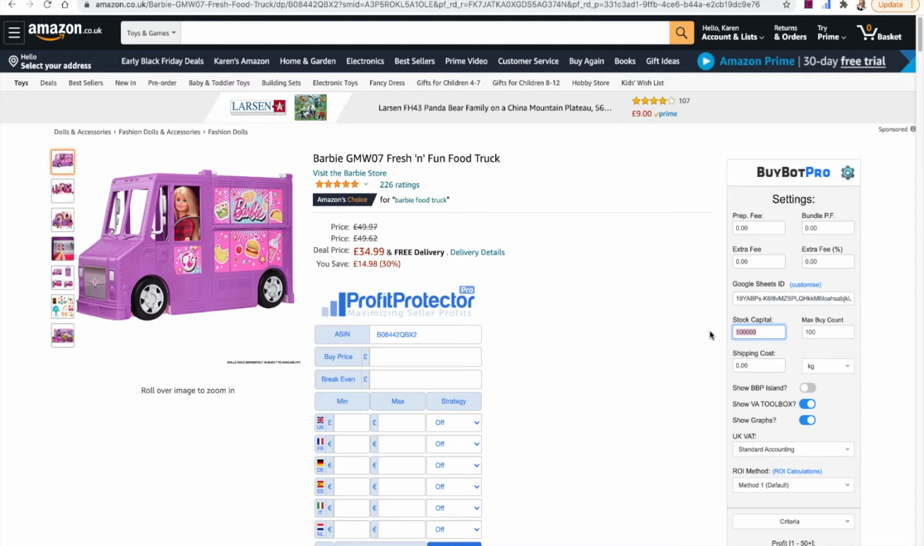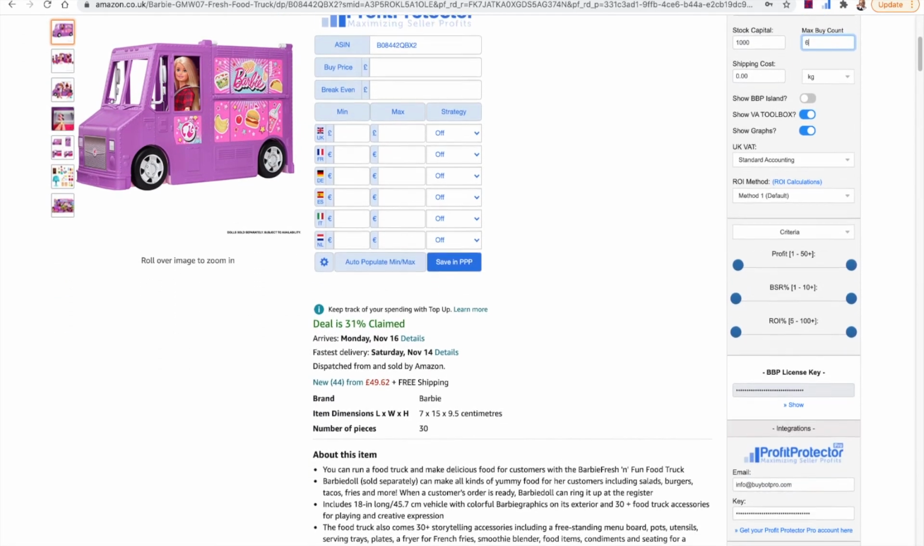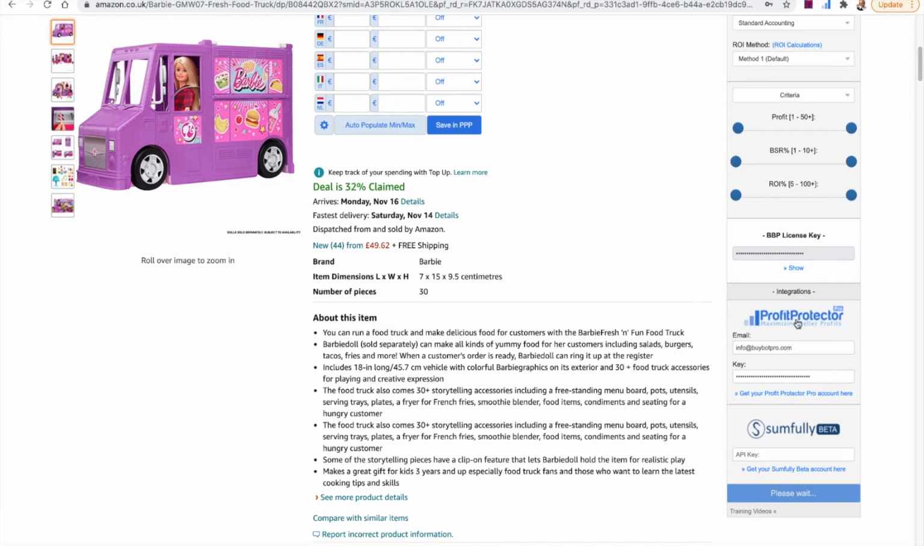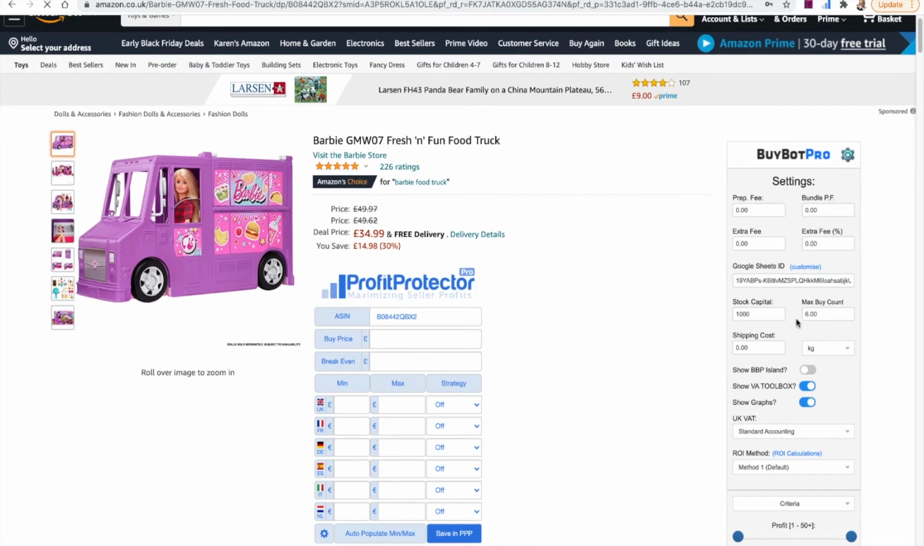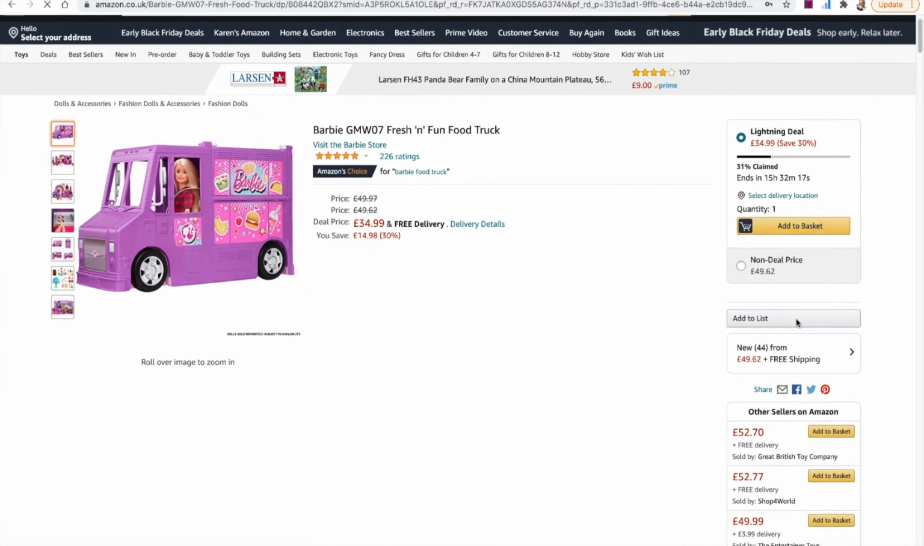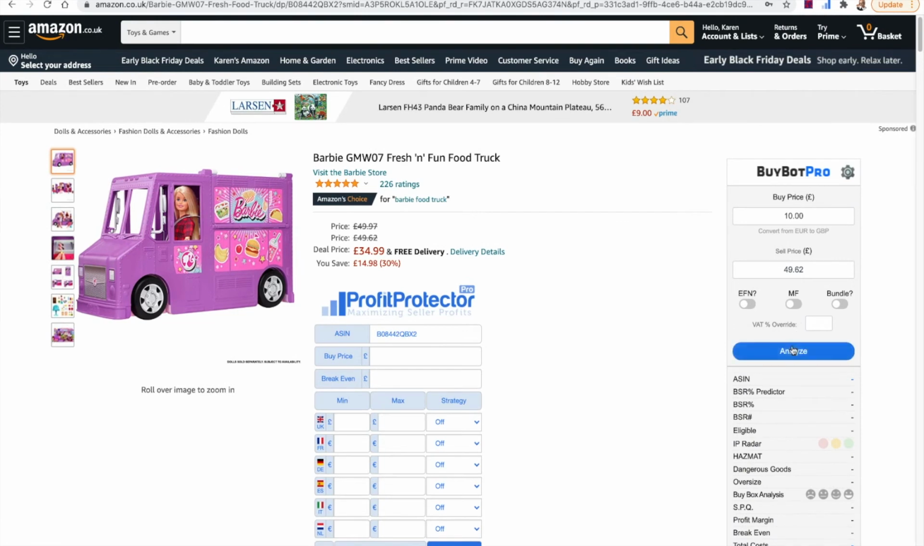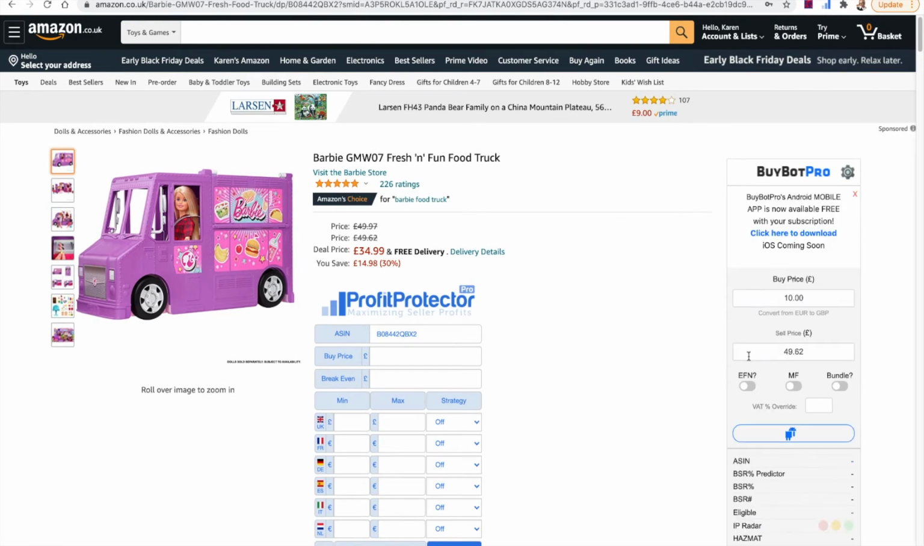So you can put whatever your stock capital is in there. Let's say you've got £1,000 or $1,000 to spend on stock, and let's say you never want to buy more than 6 of any one product. Yours will be different, whatever works for you, but these are just examples. So you come down here and then you save and sync, and BuyBotPro will reload, saving your settings. And then we can analyze the deal.